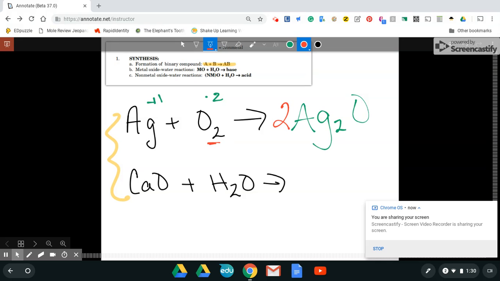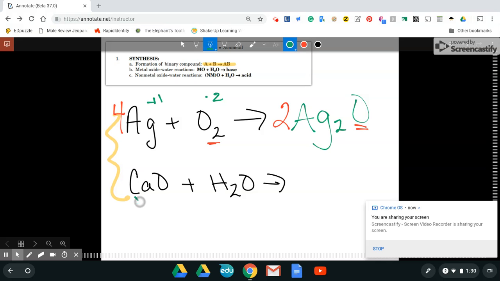That would give you your 2 oxygen on each side. And then you could put a 4 here to give you your 4 Ag, and that would be a balanced equation. I'm not right now worried about you balancing them. I just want to make sure you can predict the products. All right, so then let's look at this one.